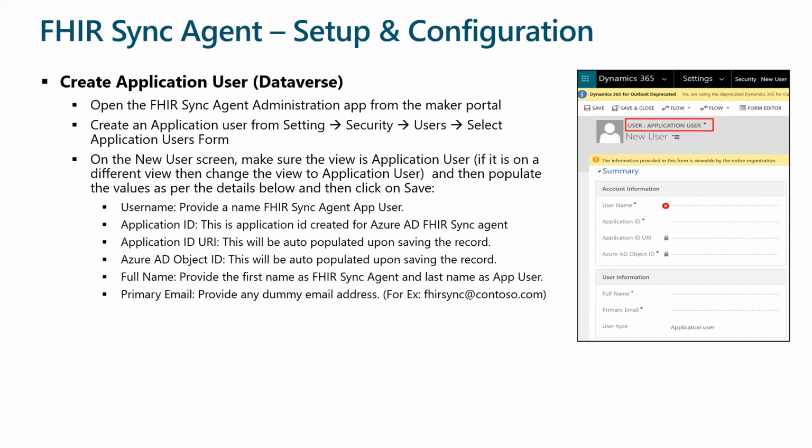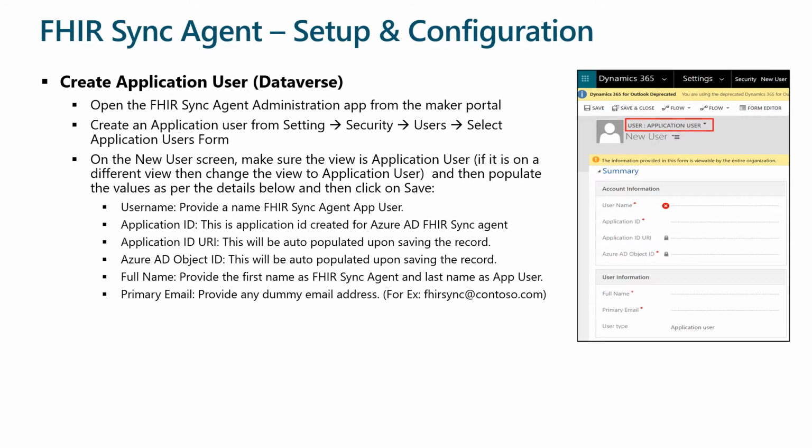and change the form to the application user form. On the new user screen, make sure the view is application user and then populate the values as per the detail below. You need the username. Provide a name for your FHIR Sync Agent app user. In addition, the application ID is the application ID created for Azure AD FHIR Sync Agent.